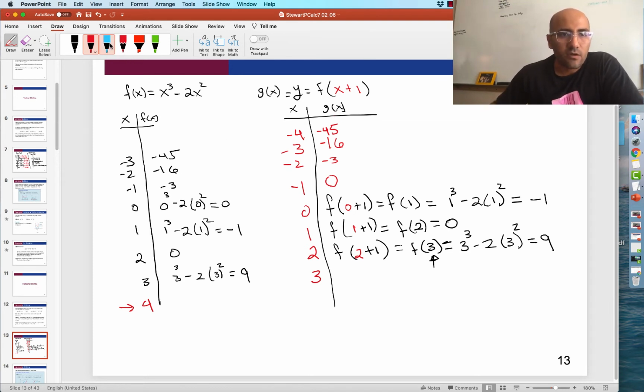Okay, so the pattern we see, hopefully, is that we get the same sequence of outputs: -45, -45, -16, -16, -3, -3, 0, 0, -1, -1. So we get all the same outputs for a similar set of inputs. They've just been shifted a little bit. 0 mapped to 0, but now -1 maps to 0. And then -1 mapped to -3, now -2 maps to -3. So the same outputs, but they've just been shifted a little bit.